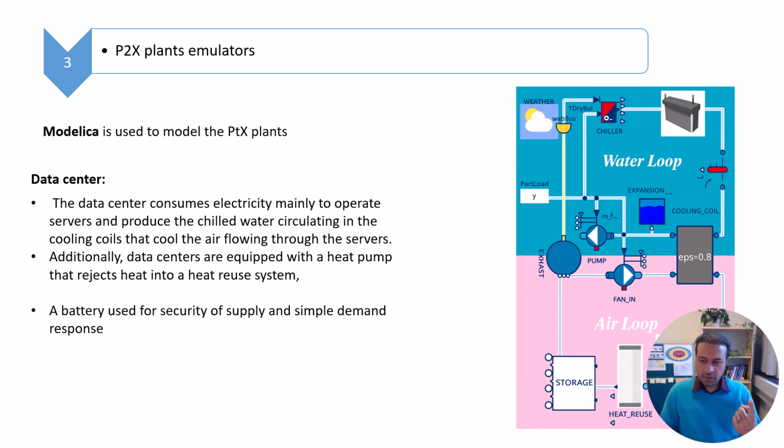So to have this ODP work, we need some power to X plants. So first, the ODP needs to interact with the plants, but we couldn't connect our ODP to the real system. So we developed some emulators of the plants in Modelica, but also we put them on Raspberry Pis to represent the real system. And we did this for the data center, for the electrolyzer, and also for the heat pumps. So this represents the systems outside the ODP that we interact with.